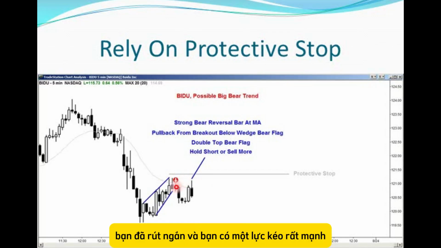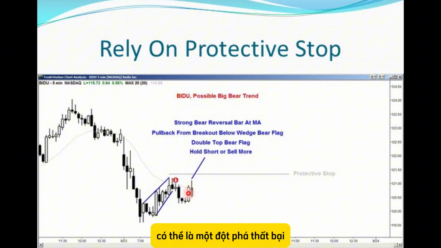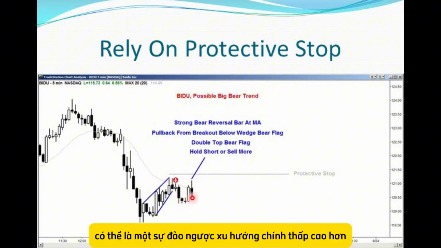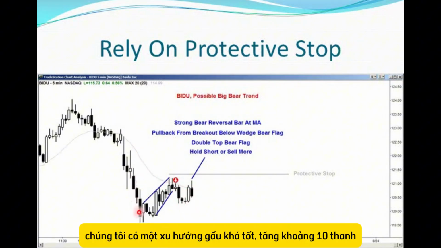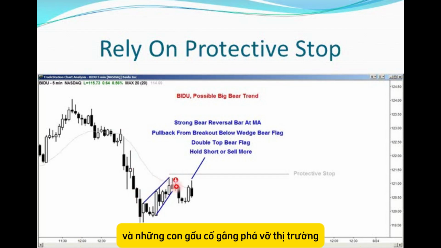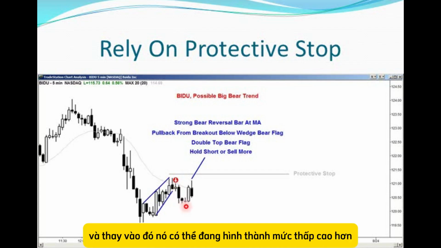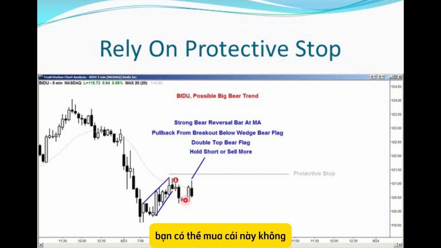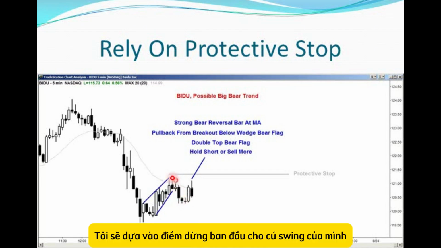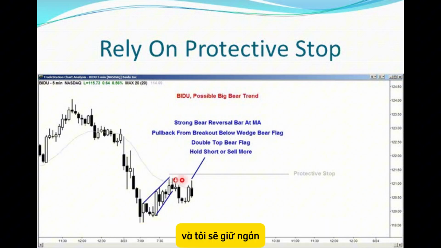Okay, you took the short, and you have a very strong pullback, possibly a failed breakout, possibly a higher low major trend reversal. We have a bear trend, a pretty good move up, about 10 bars, and the bears tried to break the market out, and instead it might be forming a higher low major trend reversal. Could you buy this? If I were short, I would not be thinking about going long. I would be relying on my initial stop for my swing, and I would be holding short.